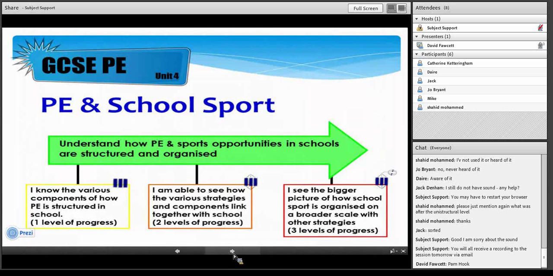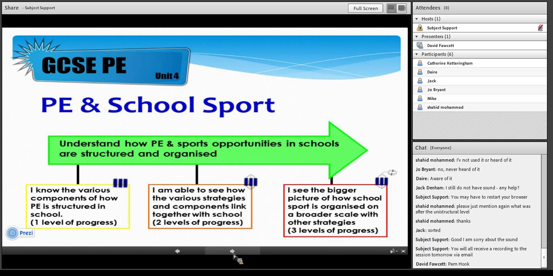So I have the main lesson objective at the very top in the arrow, and then as you can see in the various boxes, it's talking about the different stages. So the students can actually know the various components of how PE is structured in the school. This is an old topic that we taught a few years ago.